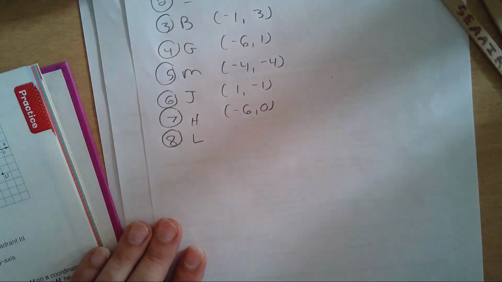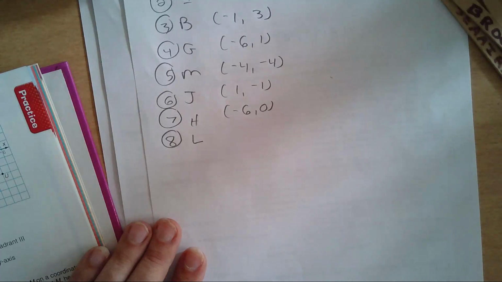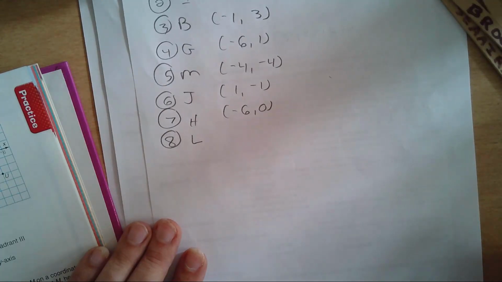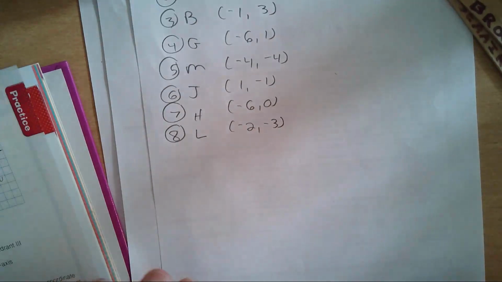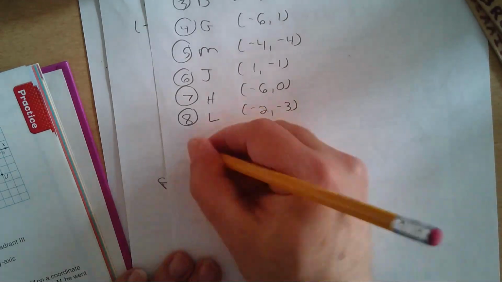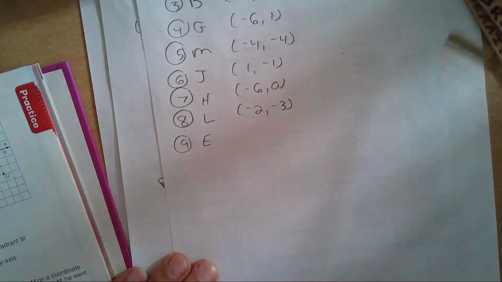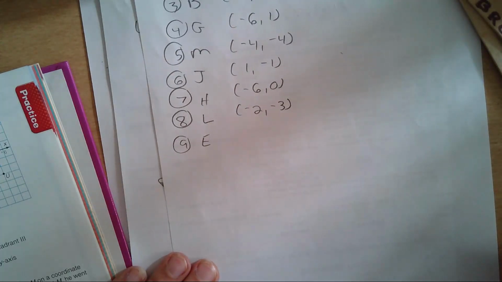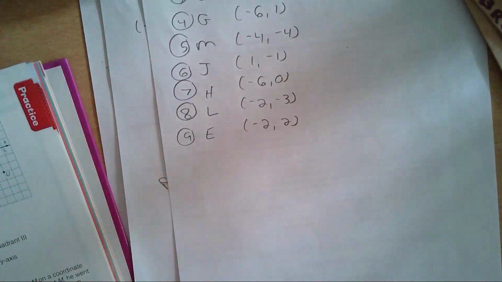Number 8, the L. L, -2, -3. -2, -3. Correct. Number 9, the E. -2, +2. +2. Pretty good. All right.